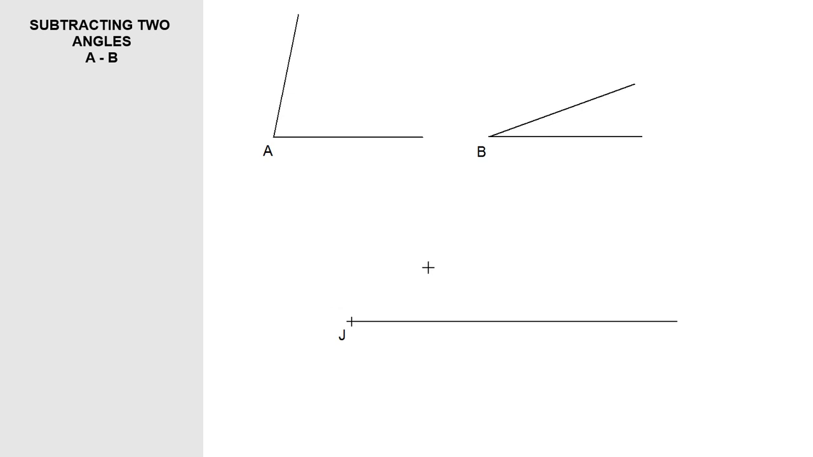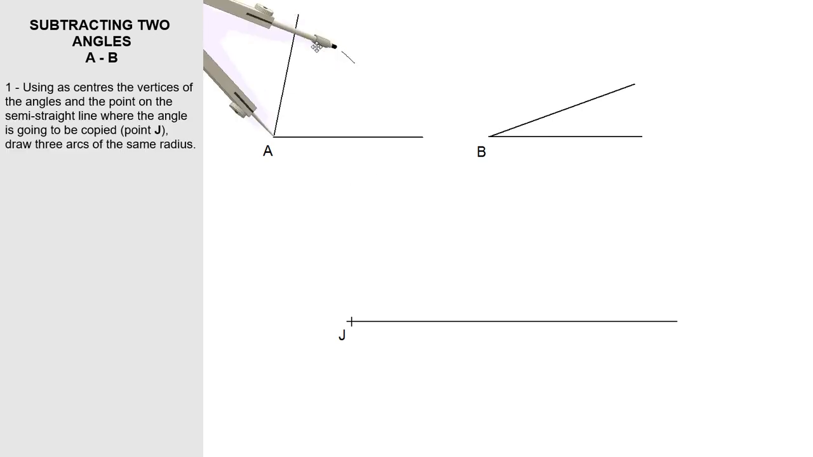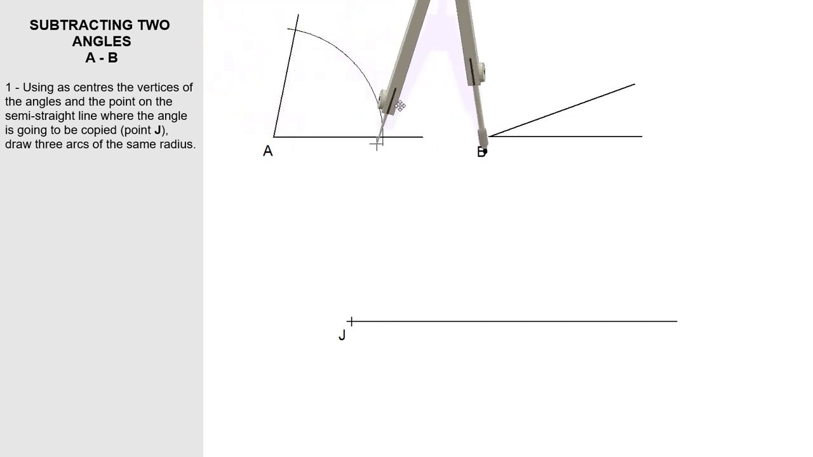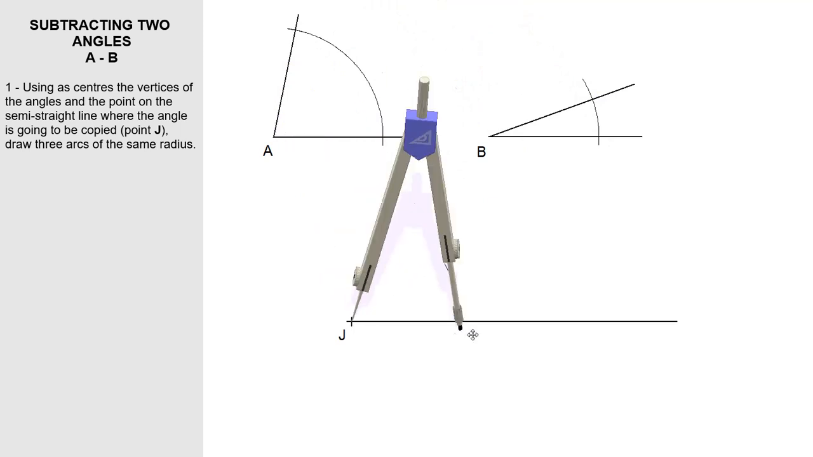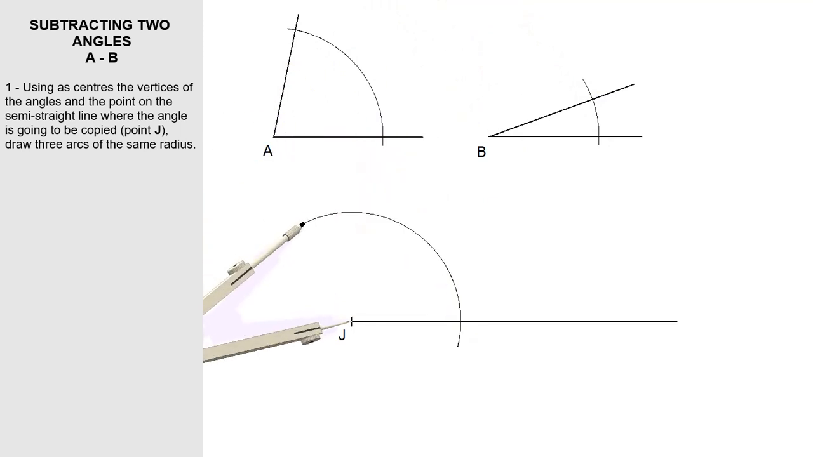First, we have to copy the minuend angle to subtract the subtrahend one, overlapping both of them and being the remaining the result. We are going to draw three arcs with the same radius, the one we want, whose centers are points A, B and J, where we are going to solve the exercise. This first arc, whose center is point A, intersects the semi-straight lines that form angle A at these 2 points 1 and 2. And this other arc, whose center is point B, intersects the semi-straight lines that form angle B at these 2 points 3 and 4.